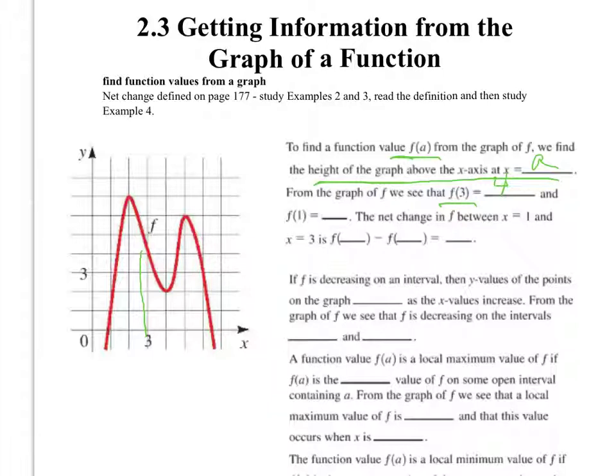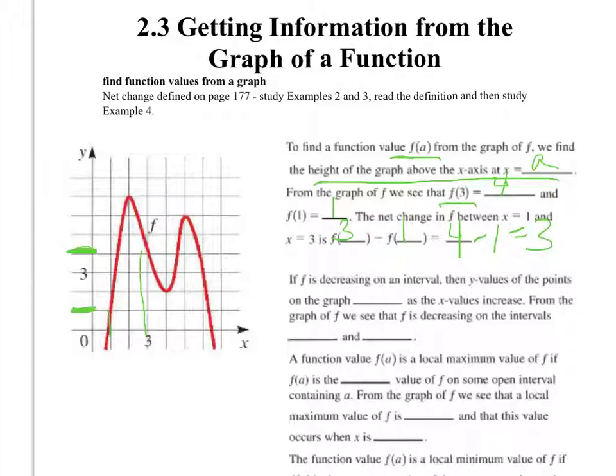And f of 1, the height at 1 is 1. And so the net change is from 1 to 4. So f of 3 minus f of 1 is 4 minus 1 equals 3.